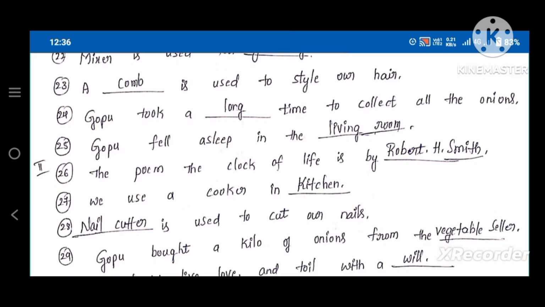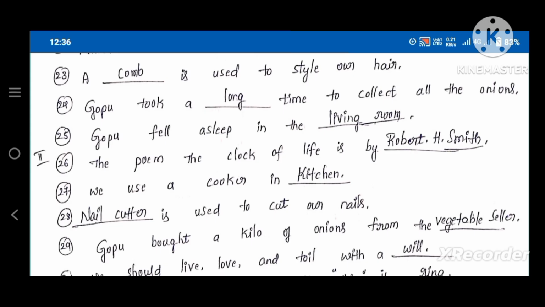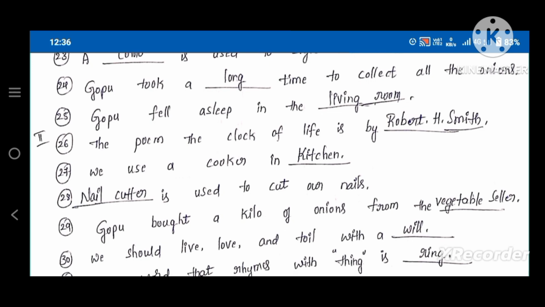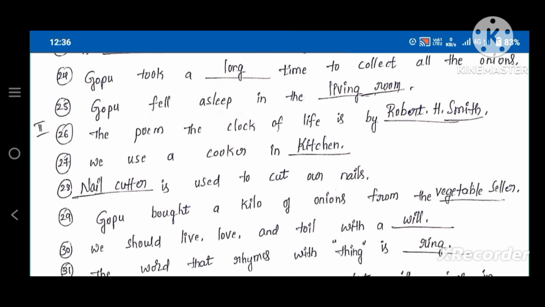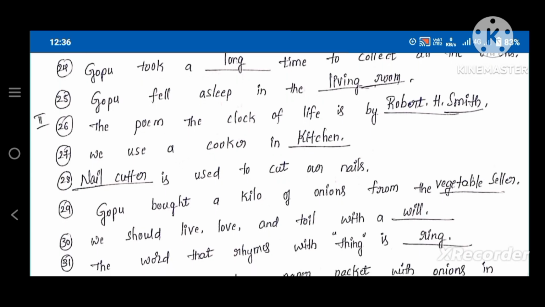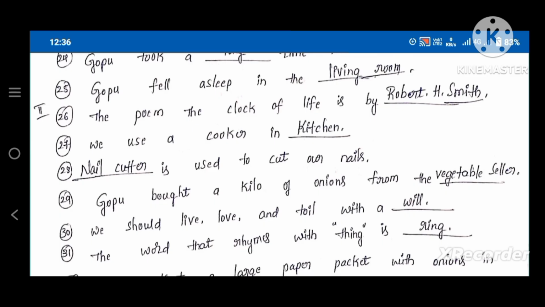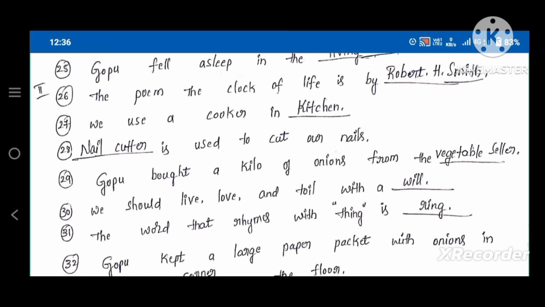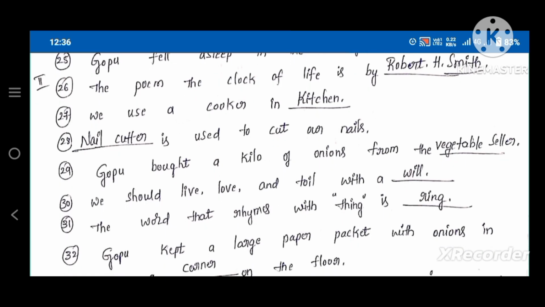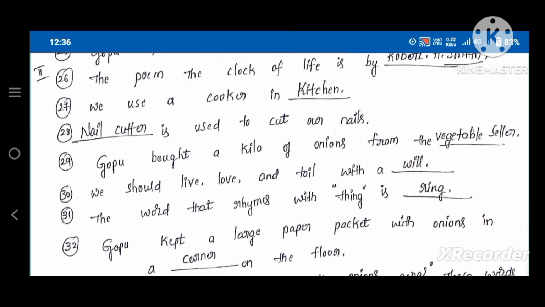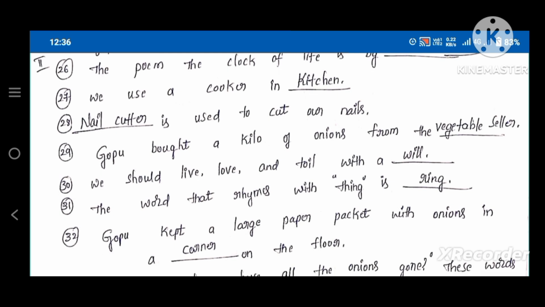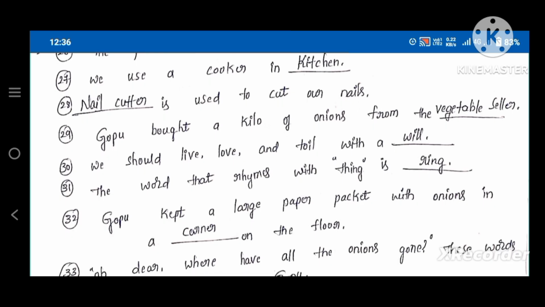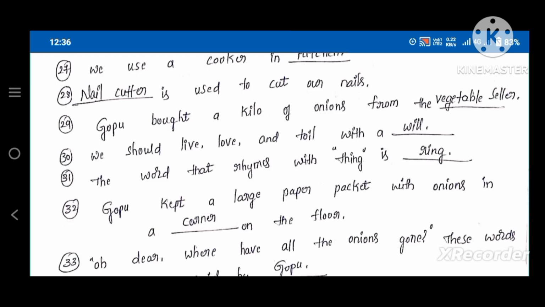23rd one, a comb is used to style our hair. 24th one, Gopu took a long time to collect all the onions. 25th one, Gopu fell asleep in the living room. 26th one, the poem The Clock of Life is by Robert H. Smith. 27th one, we use a cooker in the kitchen. 28th one, nail cutter is used to cut our nails. 29th one, Gopu bought a kilo of onions from the vegetable seller. 30th one, we should live, love and toil with a will. 31st one, the word that rhymes with thing is ring. 32nd one, Gopu kept a large paper packet with onions in a corner on the floor.